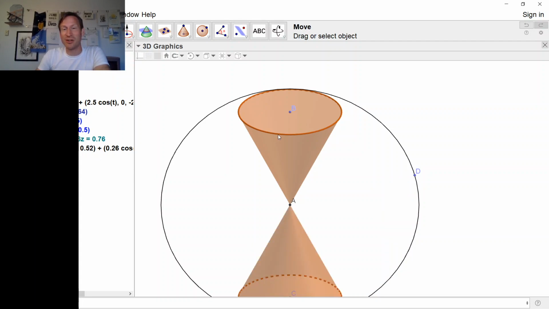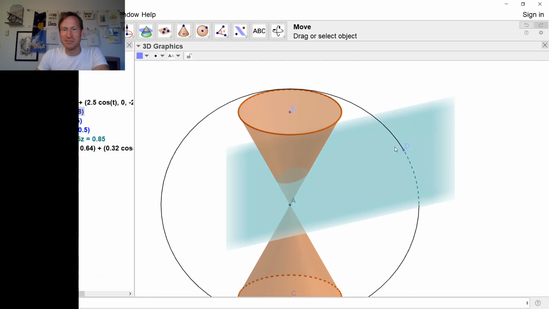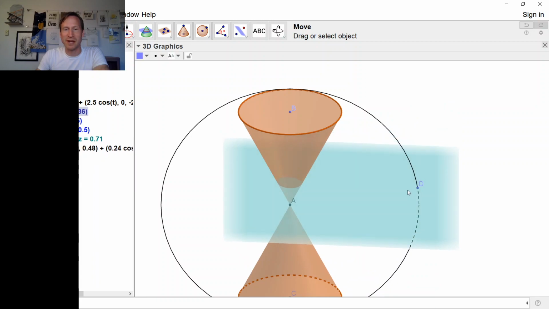The upper part is called the upper nappe of the cone, I think N-A-P-P-E, and the lower part is the lower nappe. And all of these shapes come from cutting through this double cone at various angles. So to see what that would look like, let's get a plane. I can control the angle of this plane by moving this point over here. You can see the plane moves around.